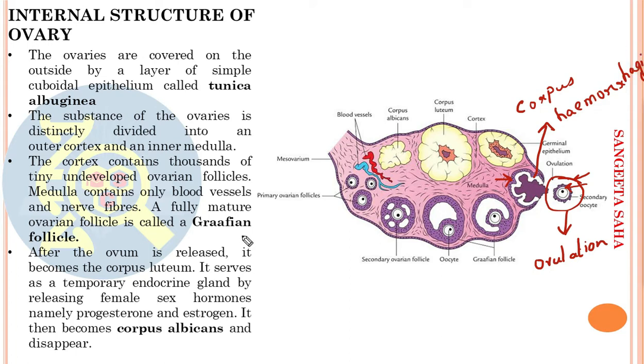Now, after some time, what happens? Clotting occurs. And the structure which is formed after clotting is known as the corpus luteum. And this corpus luteum acts as an endocrine gland, which secretes hormones known as progesterone.